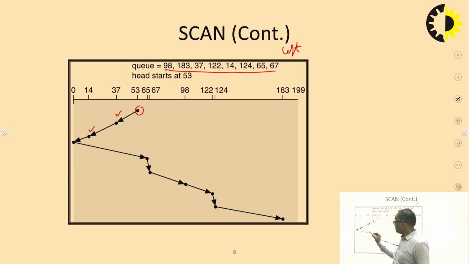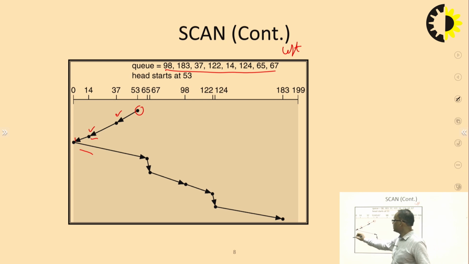Again, 0 is not a request, but in case of SCAN disk scheduling, after servicing the last request in a particular direction, it will move to the end. Okay, so it will move to the innermost track 0. From 0, the read write head will reverse its direction, and again it will move to the last request, and it will service all the remaining requests coming in the path.